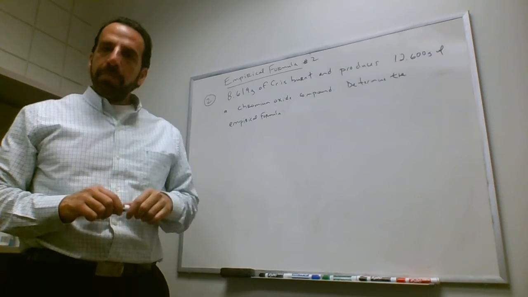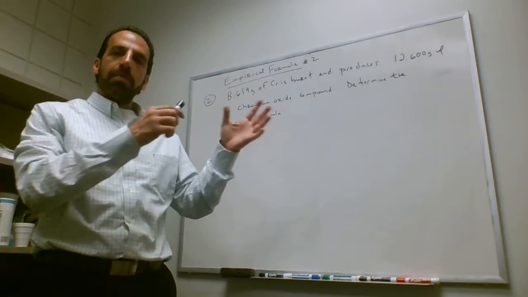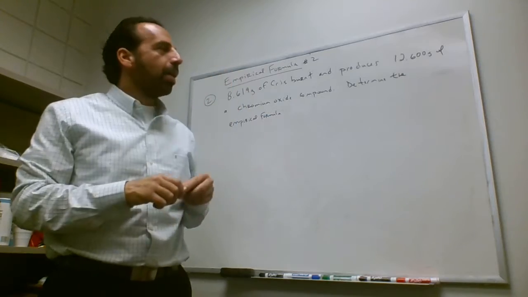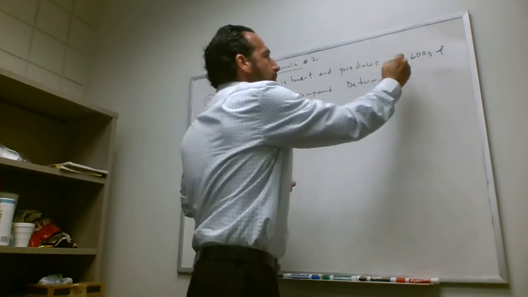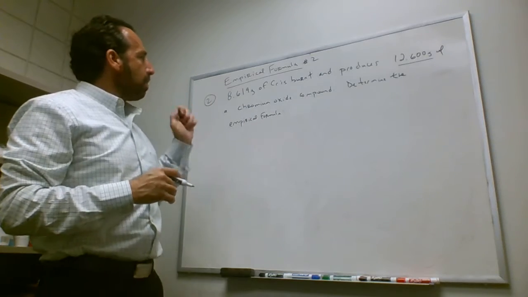Let's look at another type of empirical formula. In this one, it says 8.619 grams of chromium. So you have some chromium metal, and say you burnt it. Whenever you burn something, mostly you're reacting with the oxygen here. And say I produced 12.00 grams of a chromium oxide compound. And determine the empirical formula.